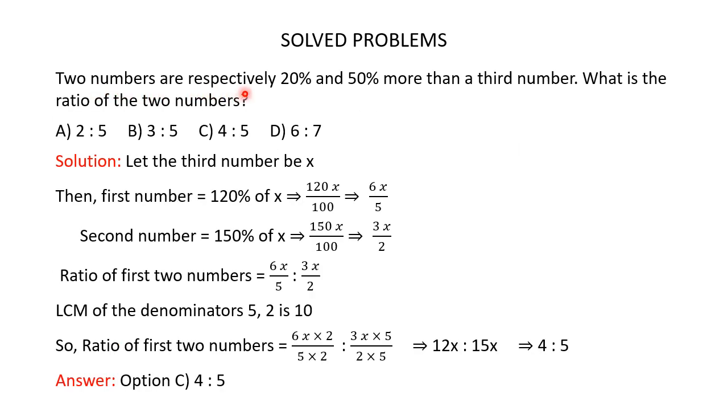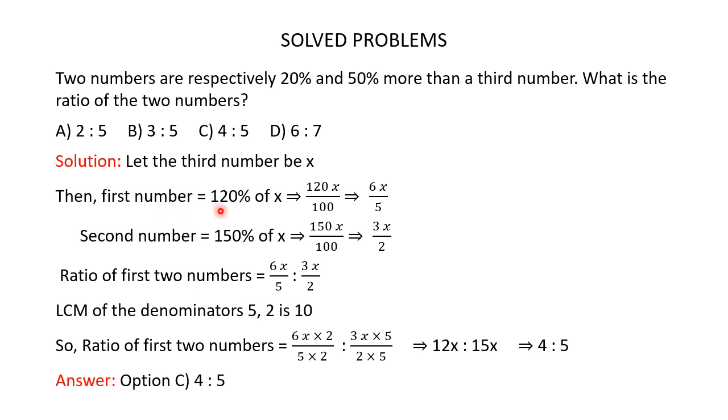Two numbers are respectively 20% and 50% more than a third number. What is the ratio of the two numbers? You are given four options and you have to find out which of these options is the correct one. Now it's given that two numbers are respectively 20% and 50% more than a third number, but we do not know the value of the third number. So let the third number be x.